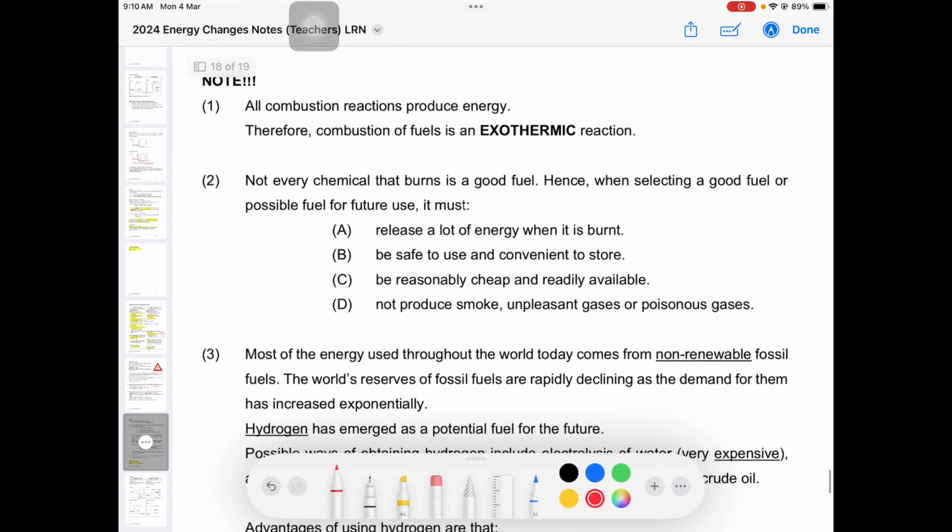We mentioned just now that combustion is exothermic. This is something you must remember.